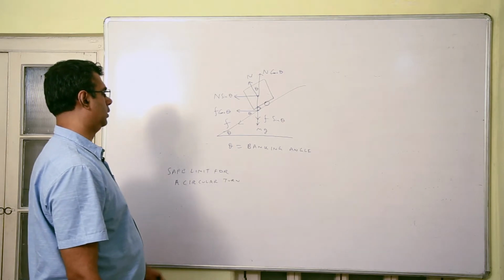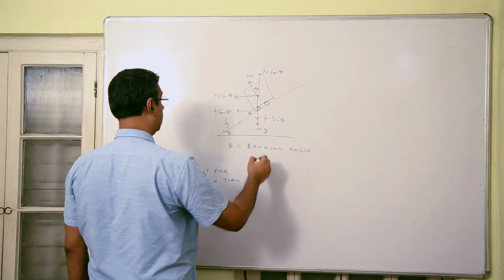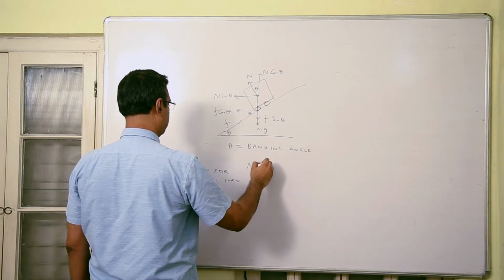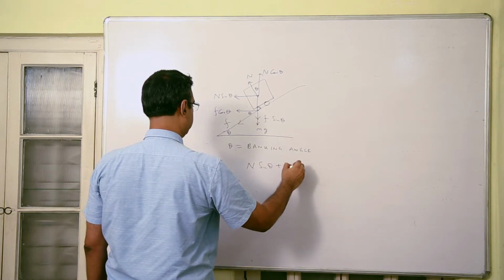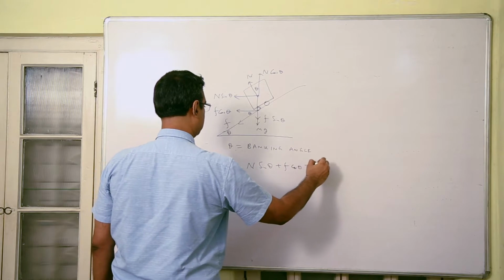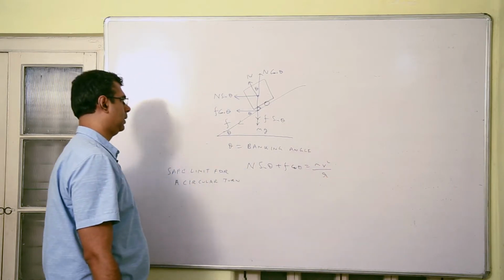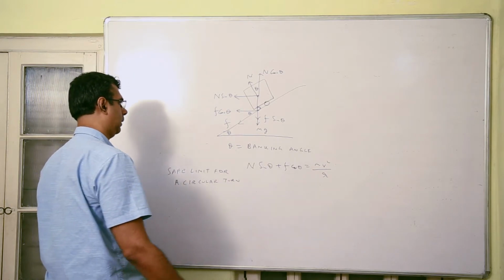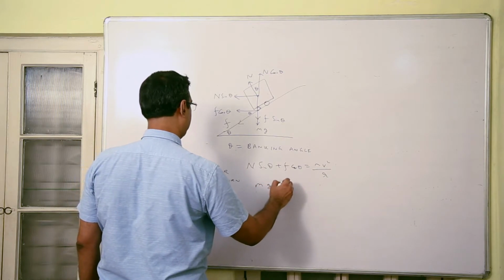So looking at the curvature of the road, it is fair to say that N sin theta and f cos theta together will provide the centripetal force. So we can say that the centripetal force mv square by r will be equal to N sin theta plus f cos theta.